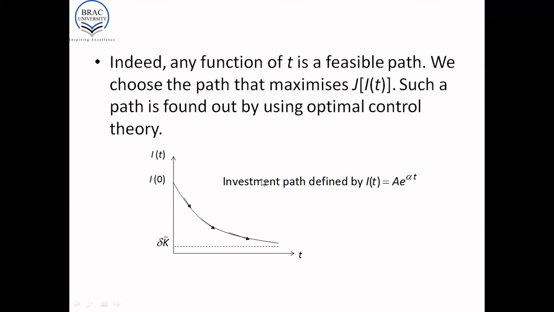Now, this is a diagram which shows an investment path defined by I(t) equal to a e to the power alpha t. Here, alpha is less than 0, or negative. And so the time path tells us that at time t equal to 0, you start off at I naught. And then as time progresses, as t becomes bigger and bigger, your investment falls at the rate of alpha, and here, of course, alpha is negative, until it reaches an asymptotic value of delta k star, which is a constant.